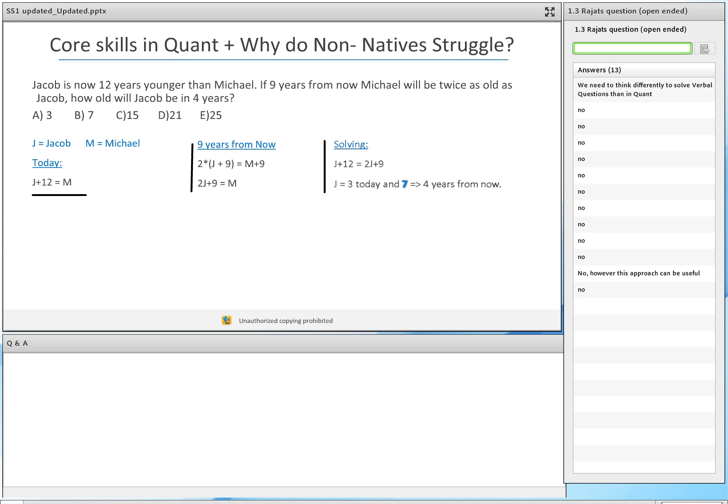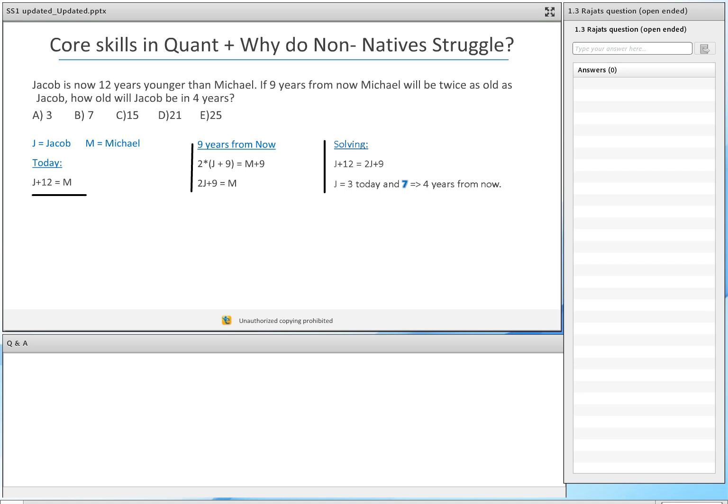So there's this person who thinks that we need to think differently to solve verbal questions than in quant. Let's hold that thought, and I'm going to prove to you that that's not the case. And to do that, let's understand what are the core skills required to solve a question such as this one. Can you write down the core skills required to solve this question?